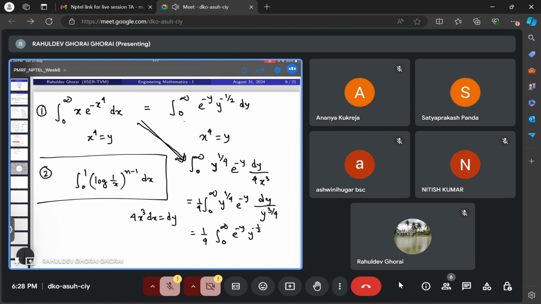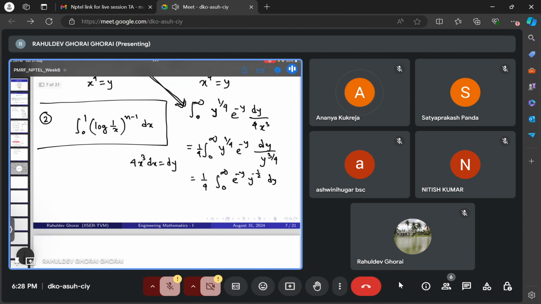Right? What is the minus of dy? So then what will be that? So 1 over 4 times, what is this? 1 over 4 times gamma of half, right? Because you have y to the power n minus 1. So instead of y to the power n minus 1, you have y to the power minus half.